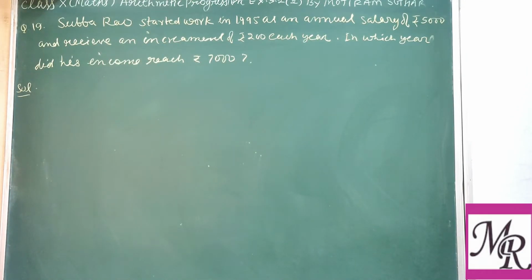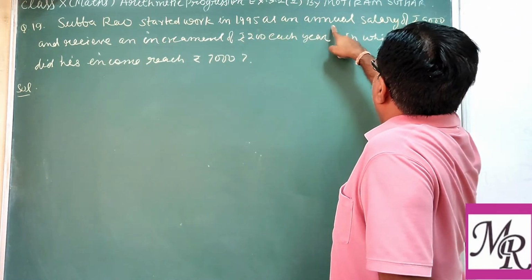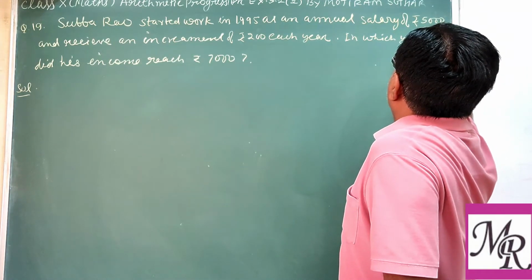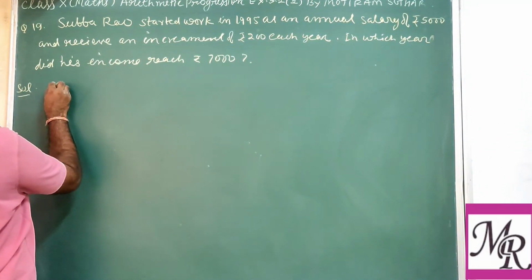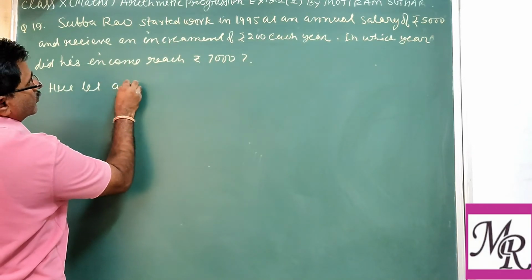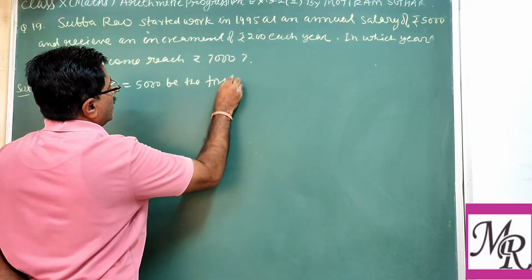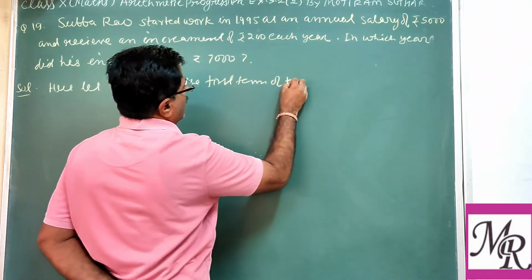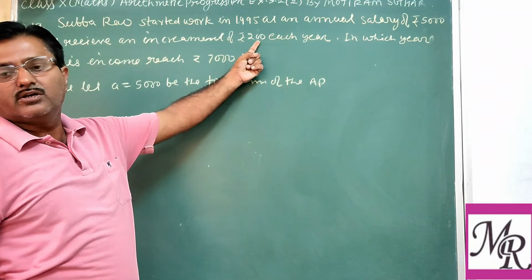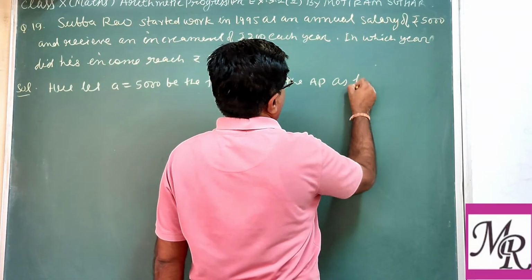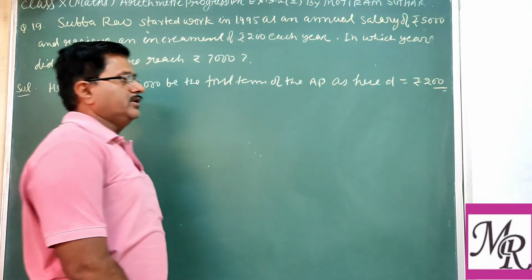So next, the application of the nth term. Subha Rao started work in 1995 at an annual salary of ₹5,000. This is the starting salary. So here let a equal to 5,000 be the first term of the AP. Why do we call this an AP? Because every year the increment is fixed. Here d equal to ₹200. This is fixed every year.